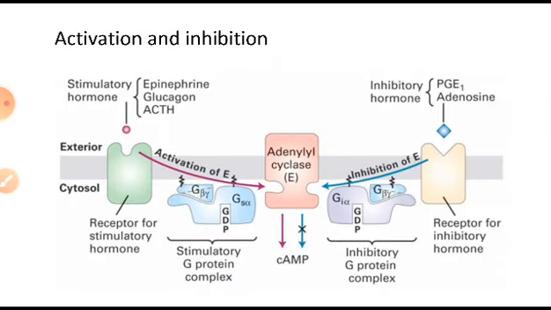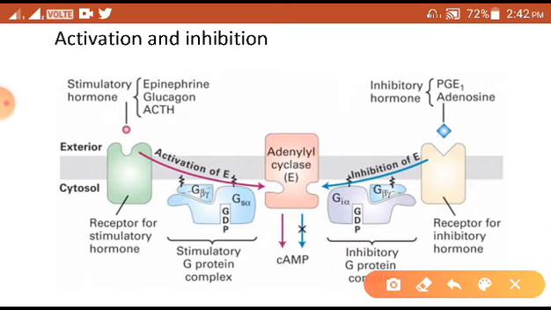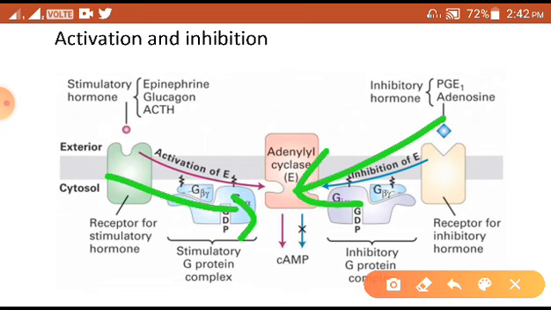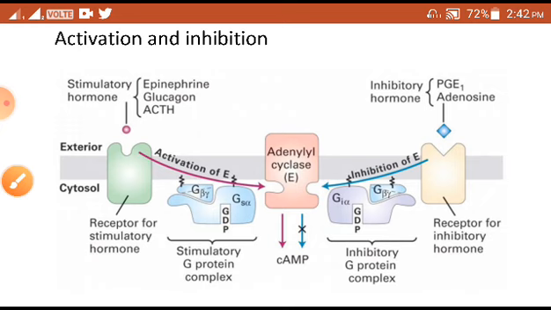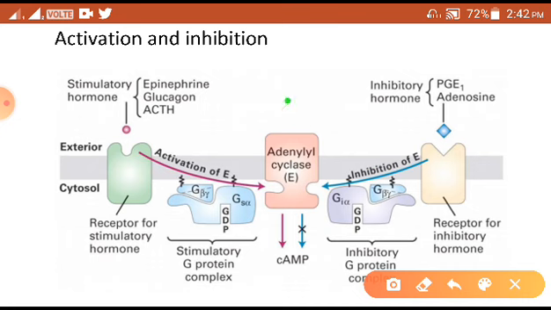So activation and inhibition, how it is happening, I already explained to you. This is another way to explain it. This is the activation happening, and on this side inhibition, right? It depends on which hormone or which ligand is binding. If the ligand is an activator, it will activate the process. If the ligand is an inhibitor, it will inhibit the process, right? It will inhibit adenylyl cyclase activation, and here it will activate adenylyl cyclase. Okay, so both depend on which ligand is binding.